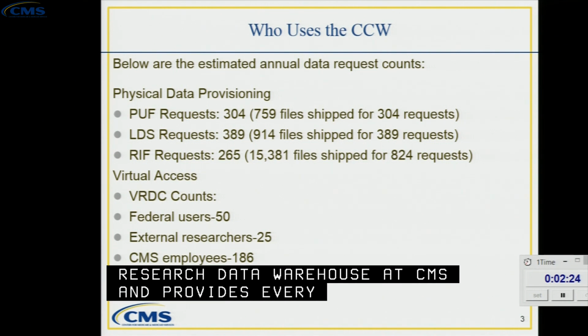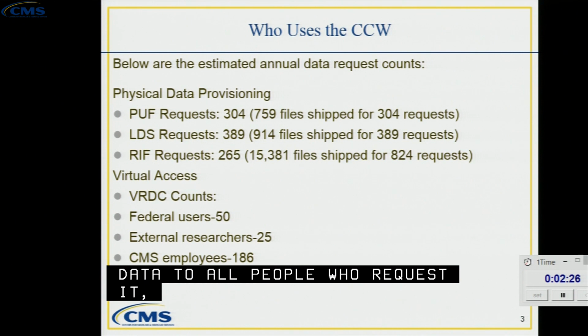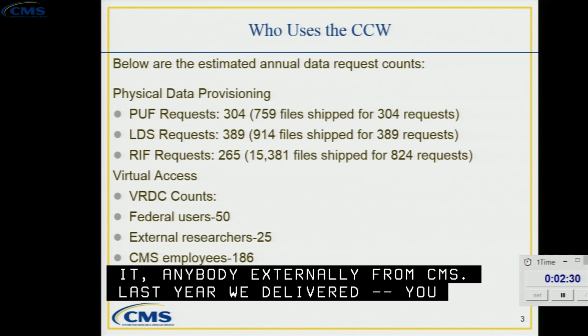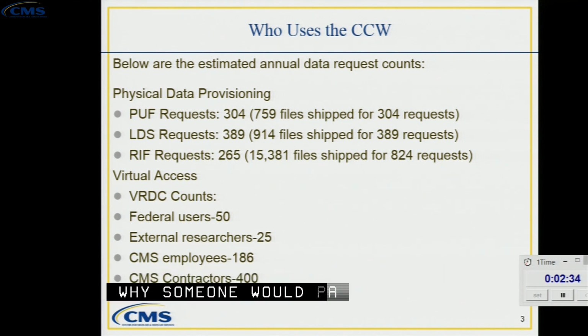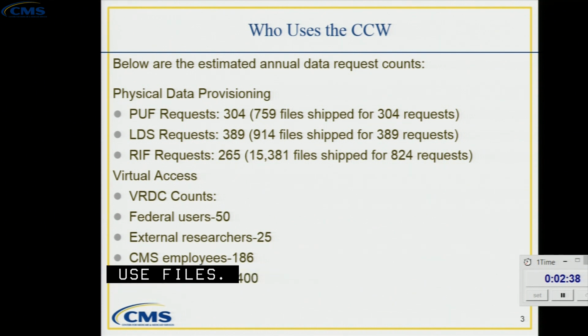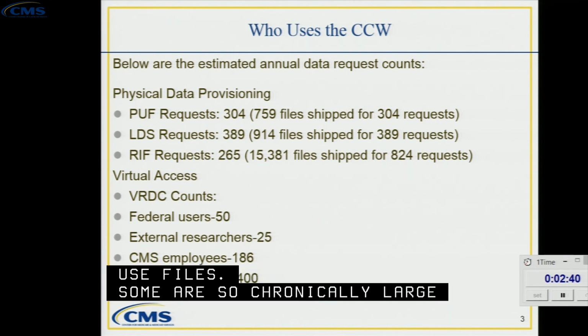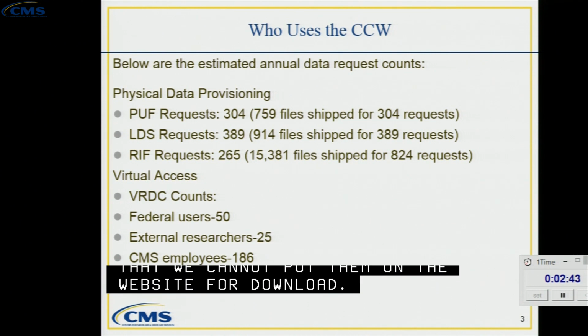So last year we delivered, you can see the statistics up here, 304 PUF requests. You might be wondering why someone would pay for public use files. Some of the data at CMS is so incredibly large we just can't put it on the website for download. So we charge, it's very small, $20, $50, something like that, and send CDs. So those are very, very small requests.